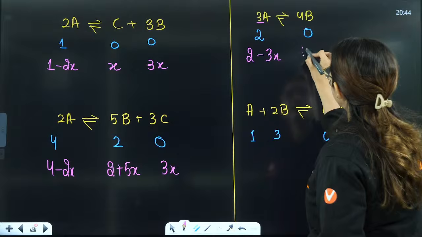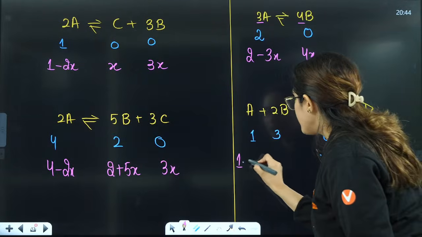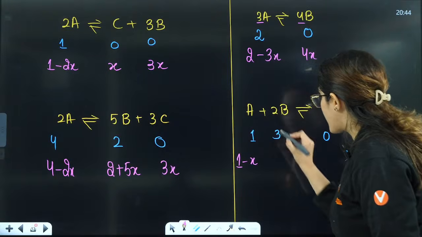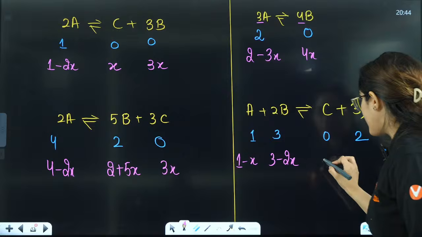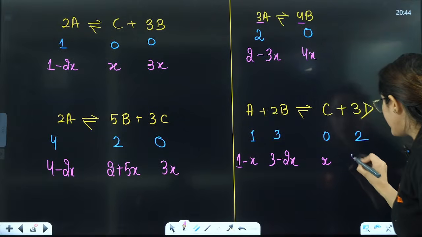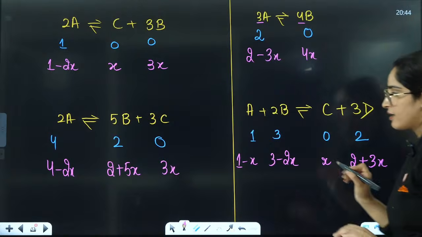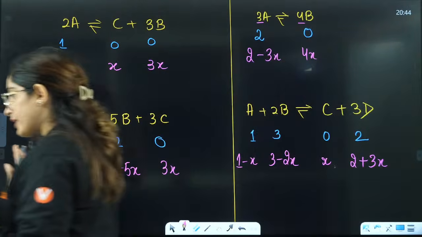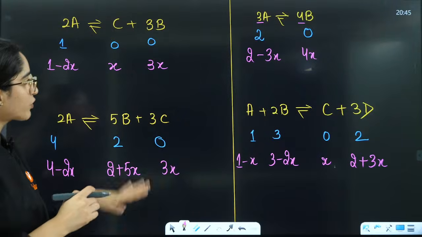This is added, so it is 4 into x. Stoichiometry into x. This is 1 minus x because stoichiometry is 1. 3 minus stoichiometry is 2. Here it will be x, stoichiometry is 1. This will be 2 plus because already it is there. This is 3x. Now is that clear what we are doing? Right? Okay.